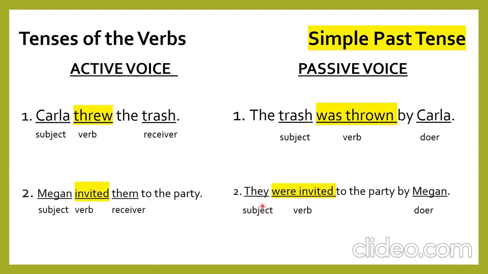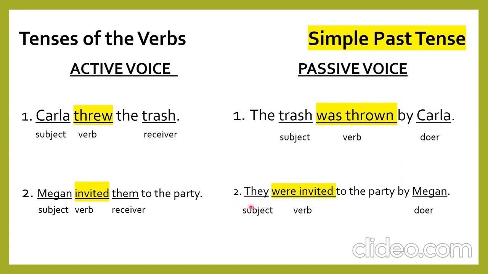The subject will now become the receiver. The verb, the one with auxiliary, will now become a simple past tense, no auxiliary. And then Megan, the doer here, will become the subject, which is also the doer in the active voice. So the role of Megan did not change. She is still the doer. It's just that she became the subject here.